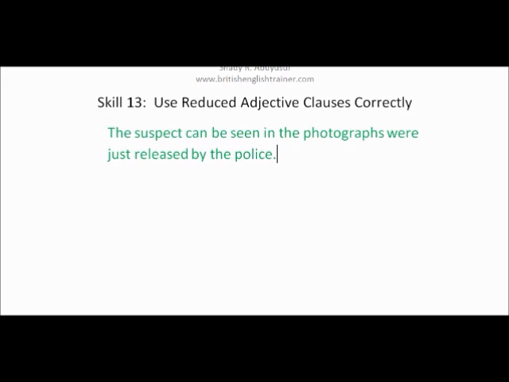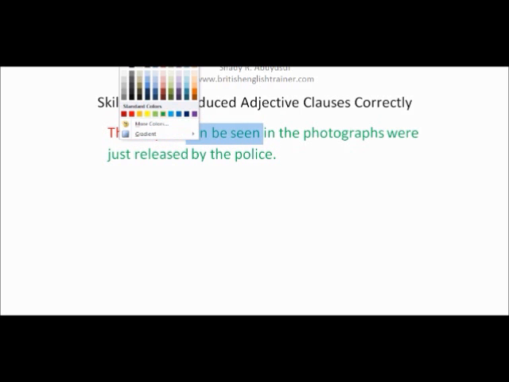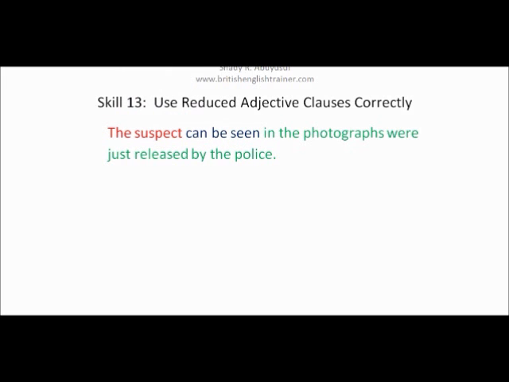Now we need to analyze this sentence. The suspect, that's a subject, can be seen, well, that is a verb. Great. So the suspect, that's a subject, can be seen, that's a verb. And then we have in the photographs were just released. Oh my god, were just released, that's another verb. Well, that's a problem because we have two verbs, no connector, one subject. That's a big problem. So how can we make it correct?